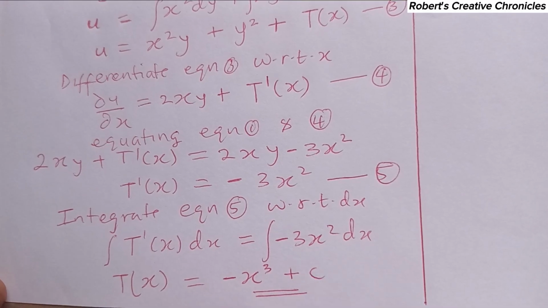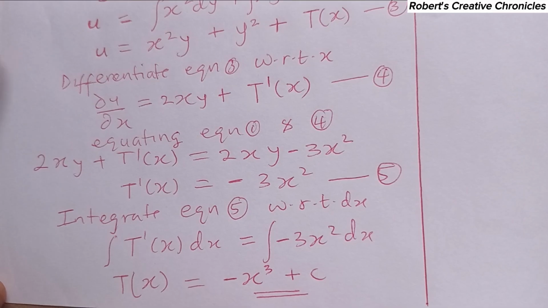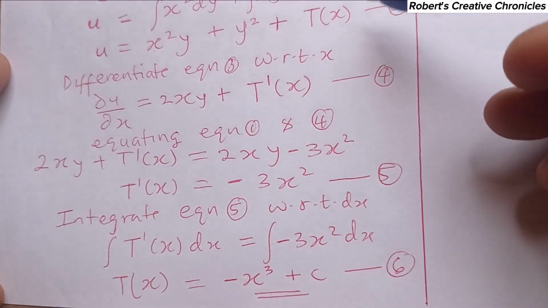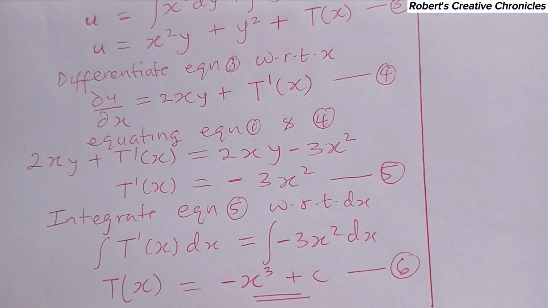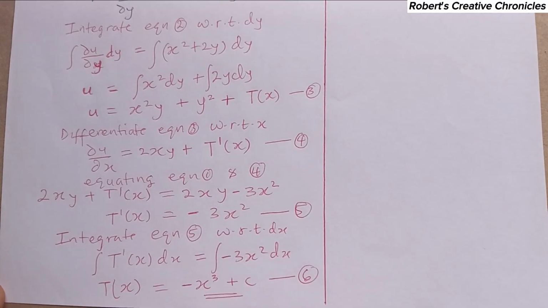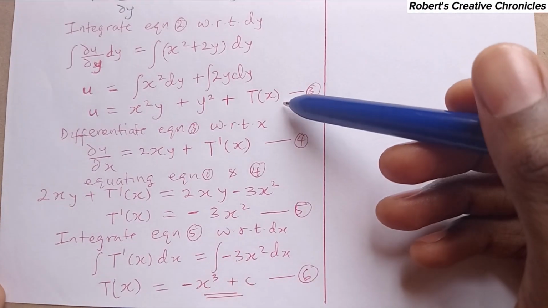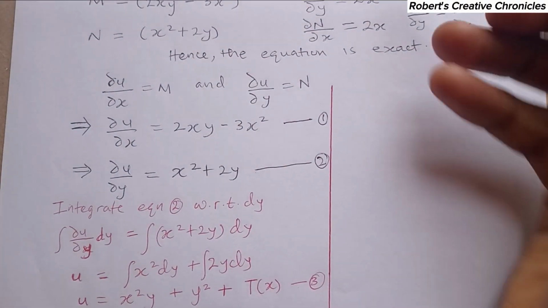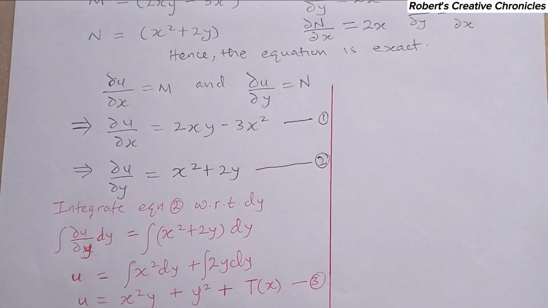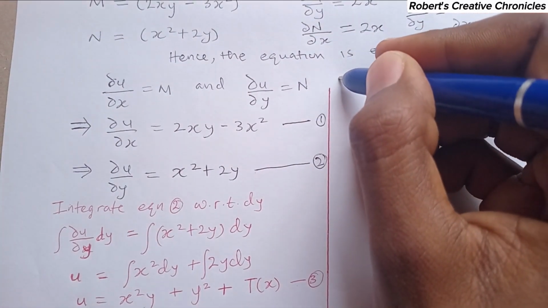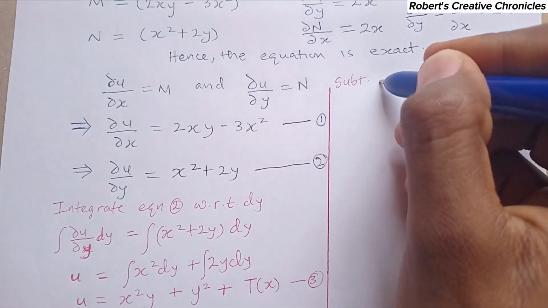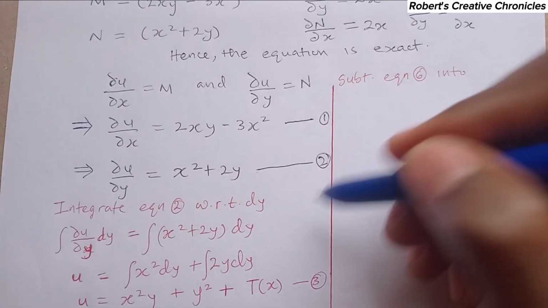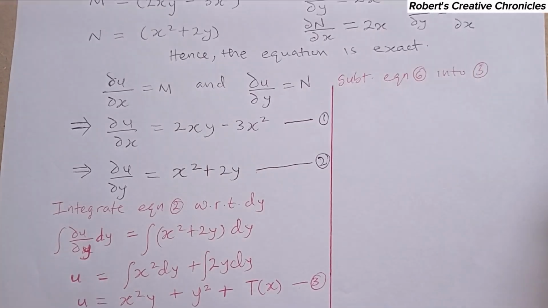So this is the final thing we are going to integrate. So this becomes our equation 6. Now we can substitute equation 6 back into equation 3 to get u. So now we have found t of x here. So we can substitute equation 6 back into 3 to get u. Substitute equation 6 into 3.